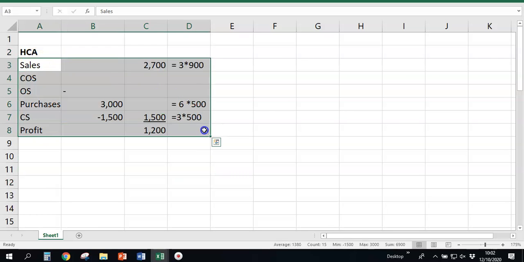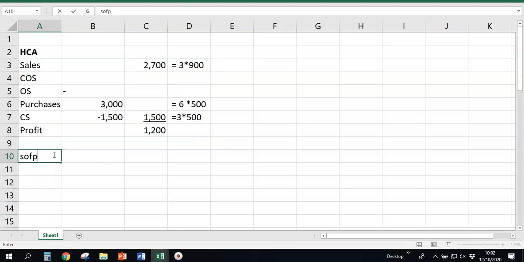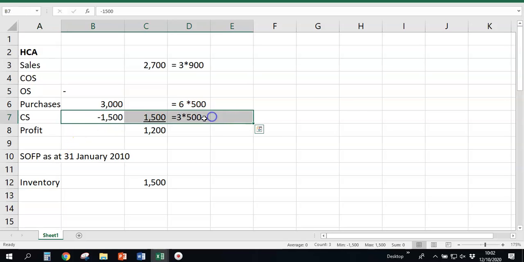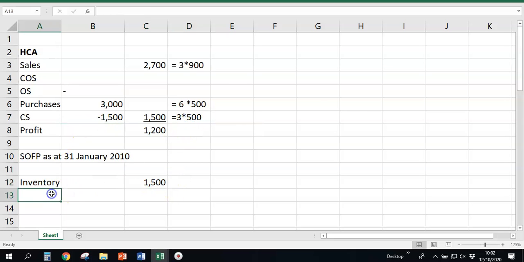So that's your statement of profit and loss, otherwise known as the statement of comprehensive income. Your statement of financial position, SOFP, as at 31st of January 2010. You're going to have no non-current assets. You have inventory, which is a current asset. Inventory is measured at 1,500, because remember, we're measuring it at historical cost. So it's the 3 units at 500, and you have cash of 2,700. So you have total assets here of 4,200.